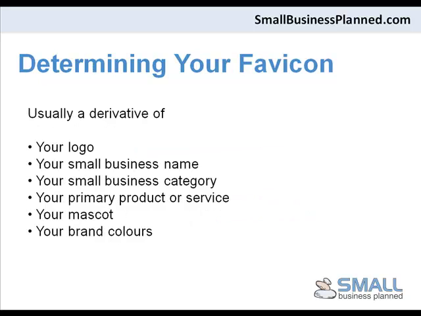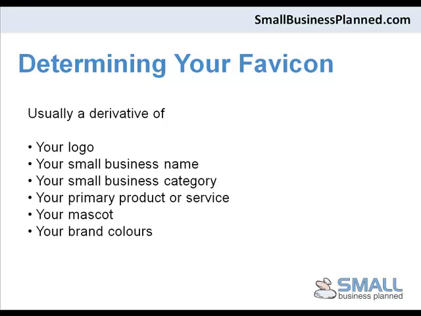In determining the design of your favicon, you've got to put your thinking hat on and really assess your options. Now, I've documented 7 key areas here. The best favicon for your website is usually going to be a derivative of one or more of either your logo, your brand name or your small business name, the category your small business operates in, your primary product or service, your mascot, and also your brand colors. So it's just a case of assessing these criteria, mixing and matching until you come up with a great favicon.